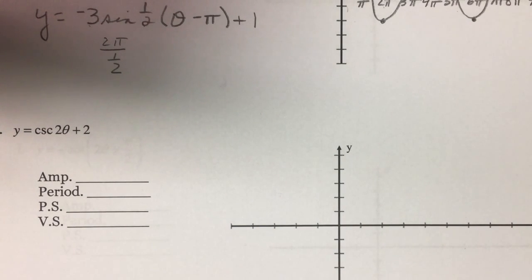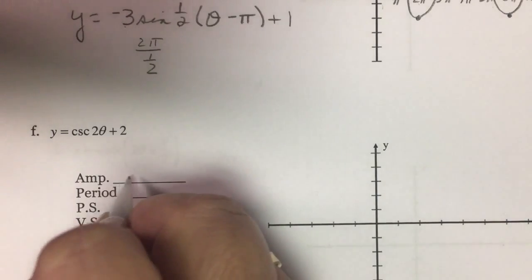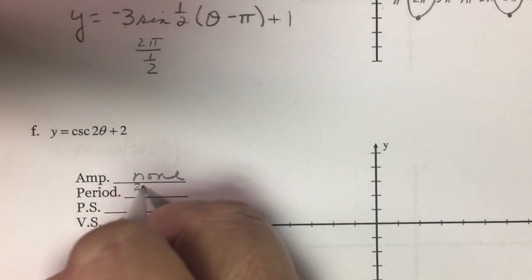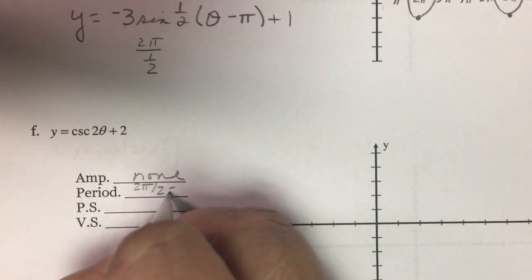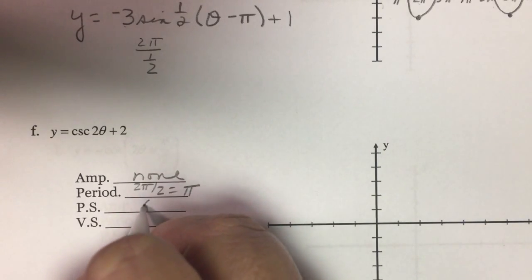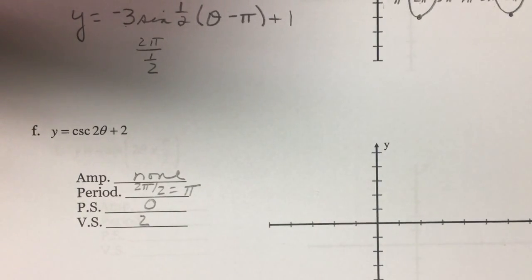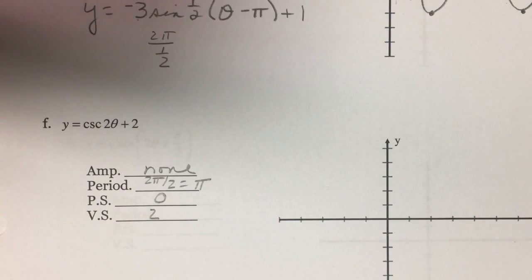Okay, this is still section 6.4 through 6.6, and this is video number 4. So I'm going to continue to go through this. Cosecant 2 theta plus 2, so again there's no amplitude. The period would be 2 pi over 2, which is pi. There's no phase shift, but there's a vertical shift of 2. So we're getting that all from the equation.